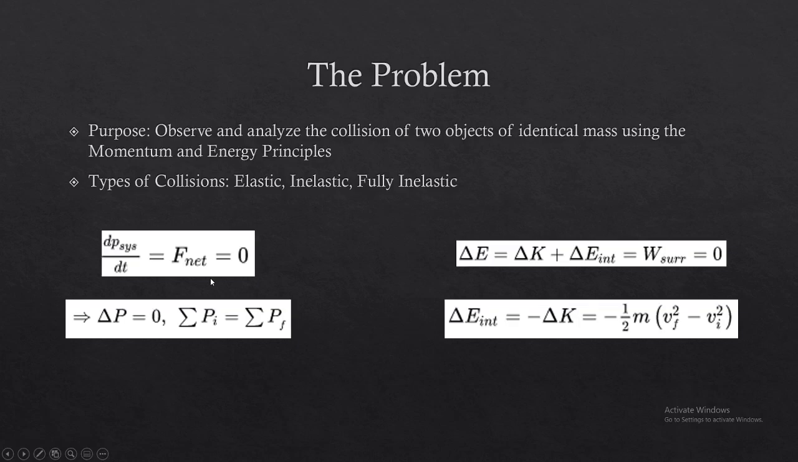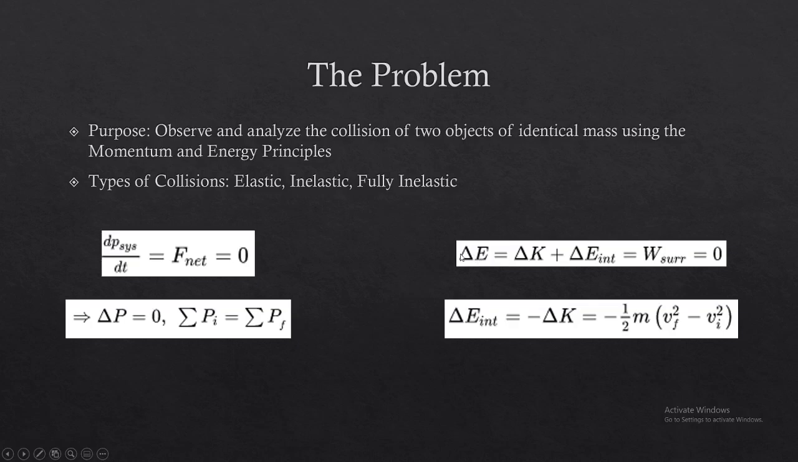During the brief time interval of the collision, we can say that the net external force is equal to 0. This is because the interactions between the objects in our system are much stronger than those between any other possible agents in the surroundings. Therefore, we get that delta P is equal to 0, or in other words, the summation of the initial momenta is equal to the summation of the final momenta.